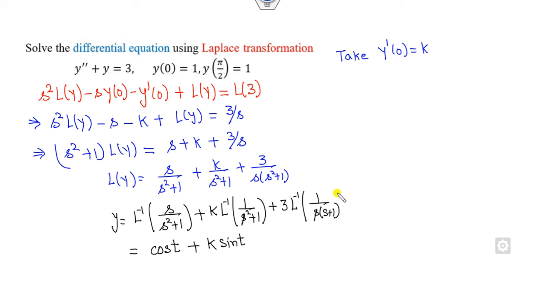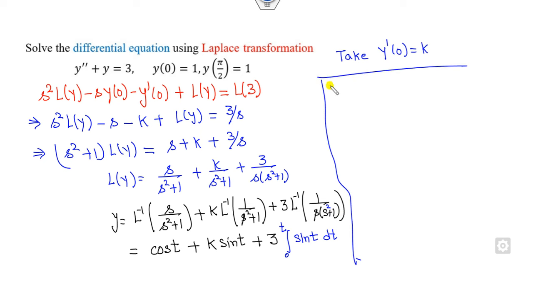How can you do this? Either you can use the partial fraction, otherwise because s is there, you can use integration. Laplace inverse of 1 over (1 plus s square), sorry, it's s square, so that will be sine of t. So what is that? So y is cos of t plus k sine of t plus 3 times, what is the integration of this from 0 to t? It is 1 minus cos of t.